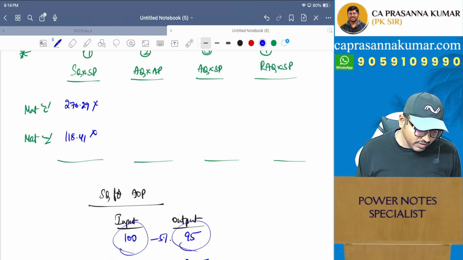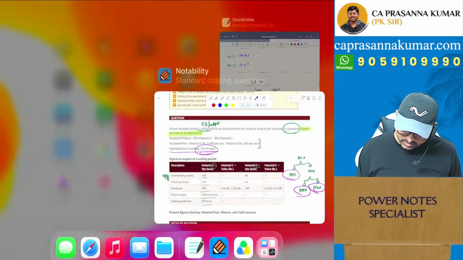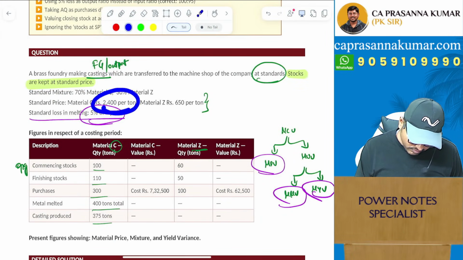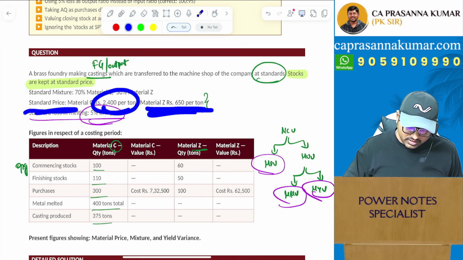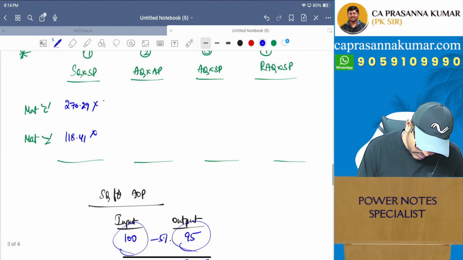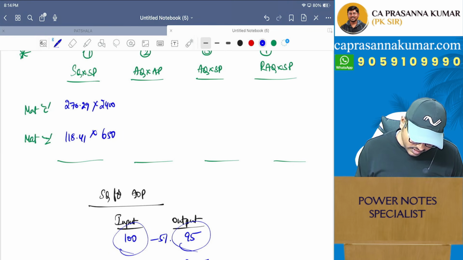118.41 into standard price. Do I have standard price in this particular question? See the question. Do I have standard price? Specifically, it is given 2400 standard price, and for material Z it is 650. 2400, 650. So 2400, this one is 650. That's all.